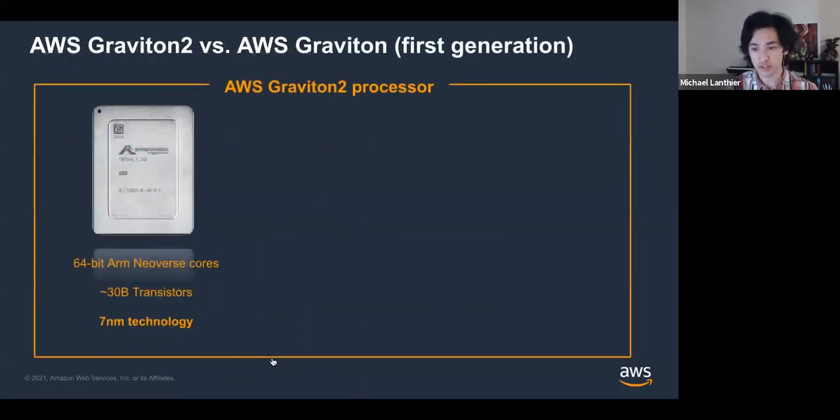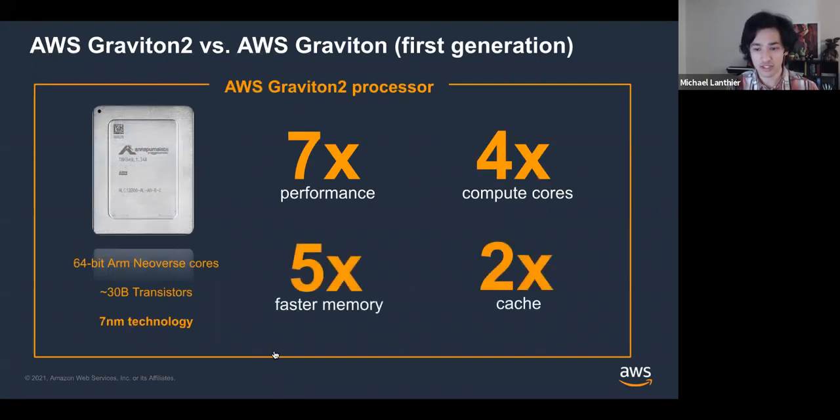So the Graviton2 processor has 64-bit ARM Neoverse N1 cores. It has about 30 billion transistors, and it's built using a 7 nanometer process. So what does this translate to? This means the Graviton2 processor has 7 times the performance of the first gen Graviton processor. It supports more cores, 4 times the compute cores, and it has 5 times faster memory performance while also having twice the total amount of caching. These are really great performance improvements that we've seen.